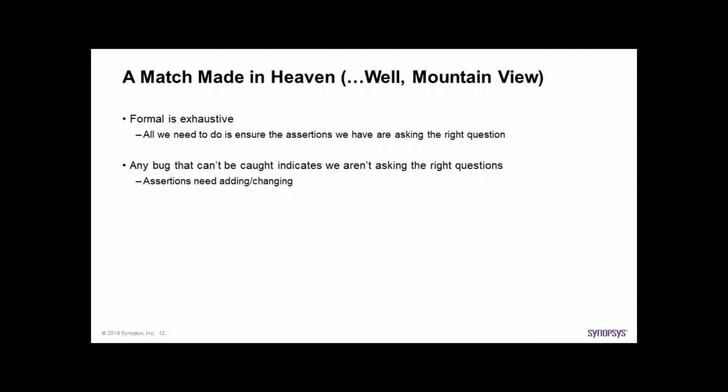Any bug that can't be caught indicates that we aren't asking the right questions. It indicates that our assertions need changing. It indicates that maybe we need to add more assertions. So using fault injection is helping us to test that final thing that needs asking about Formal, which is, did we ask the right question? Because Formal will tell us whether or not the result of that question was correct.